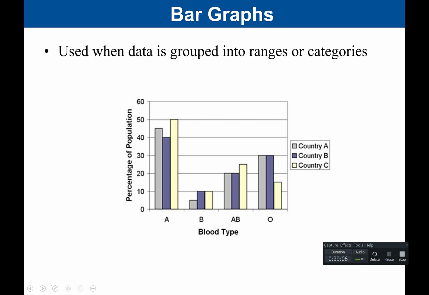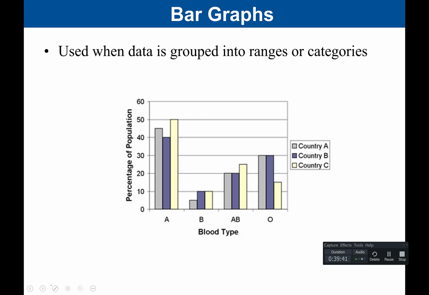And so what we're basically doing in this graph is comparing the percentage of people in country A that have type A blood versus the percentage in country B versus the percentage in country C. So is this graph set up properly with the right axes? Does the percentage of the population depend on the blood type? Or does blood type depend on the percentage of the population?